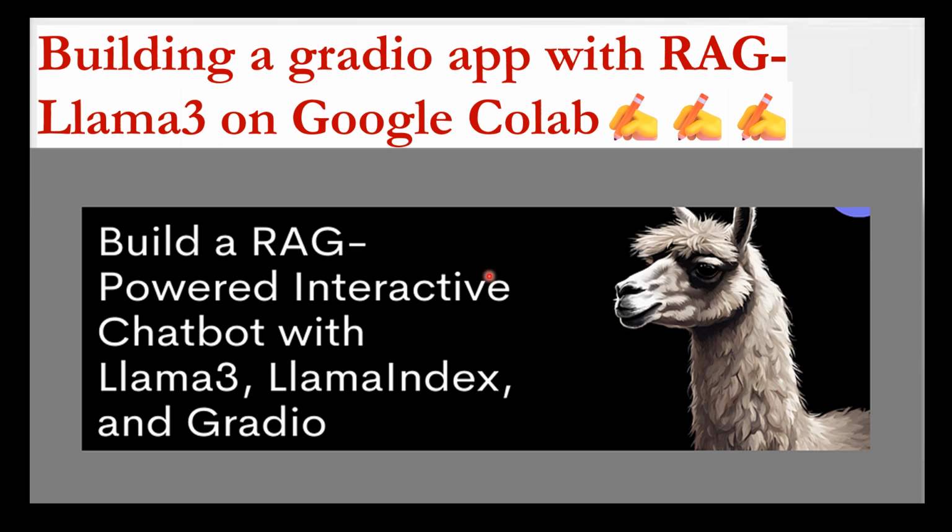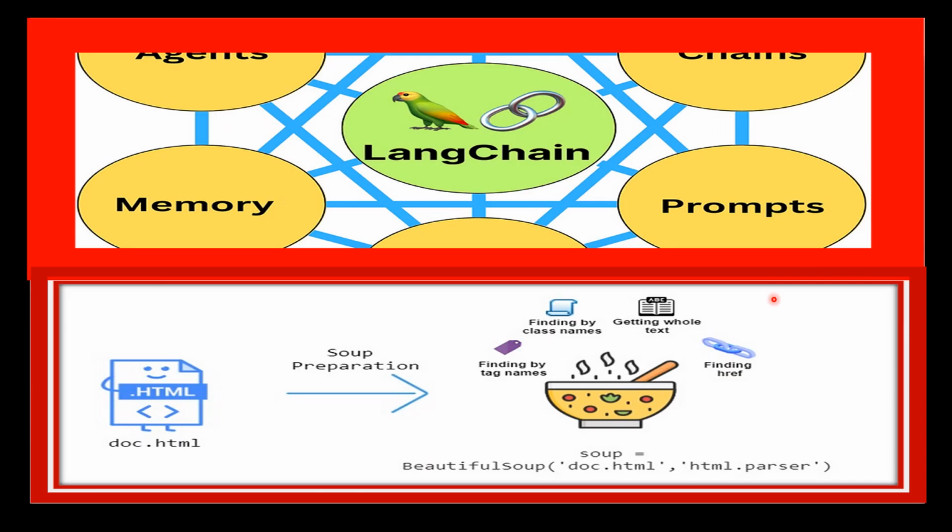Join us on an exciting journey as today we will show you how to build a Gradio app with retrieval augmented generation, RAG, using Llama 3 on Google Colab. So let's get started. First, we will understand the basic terminologies which we will use for this purpose.